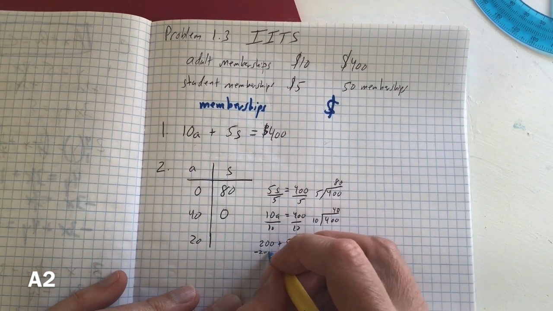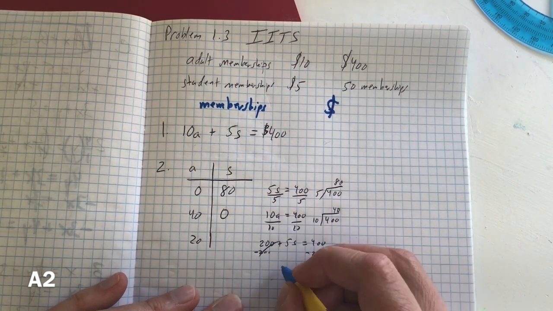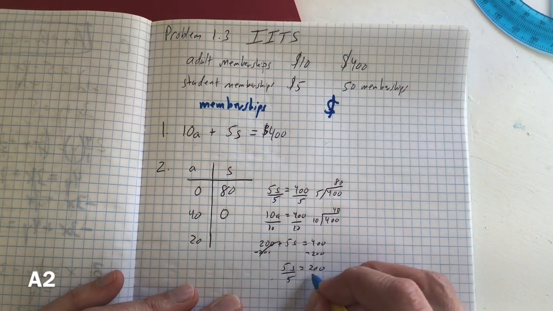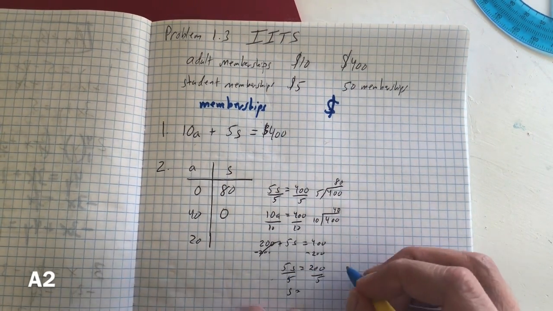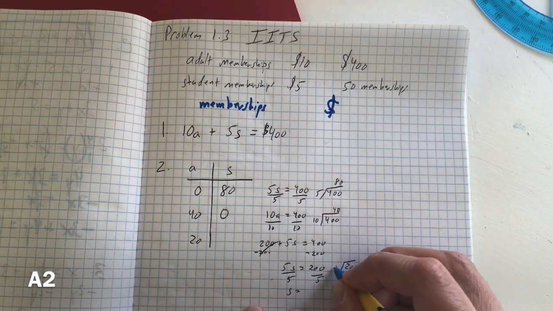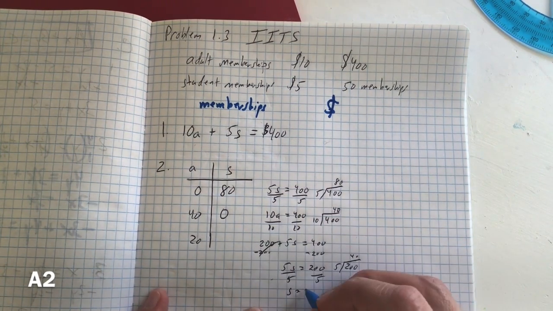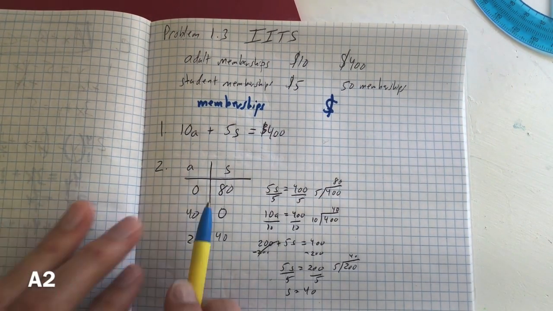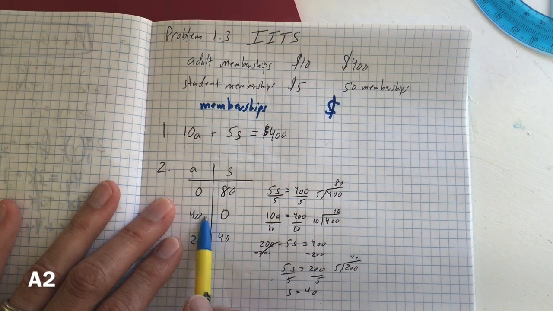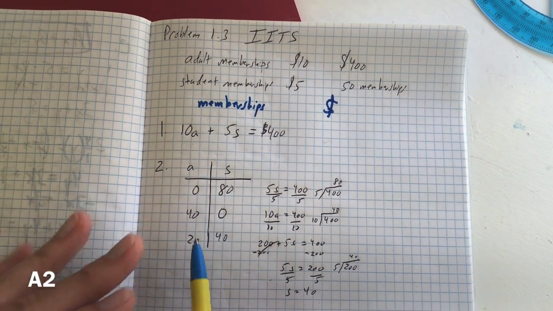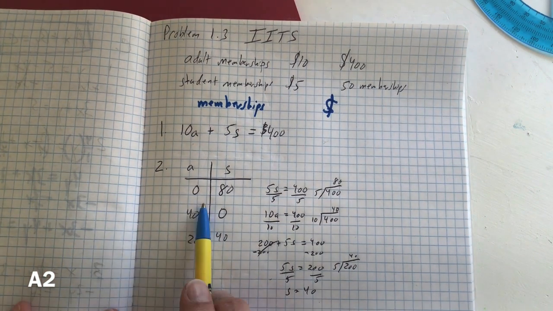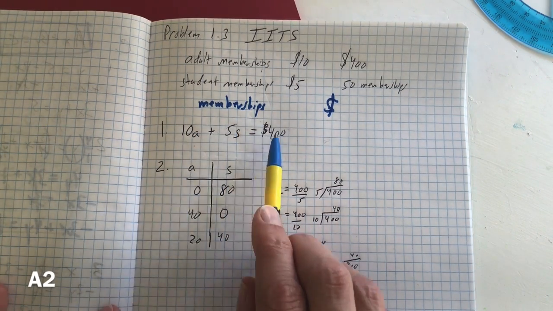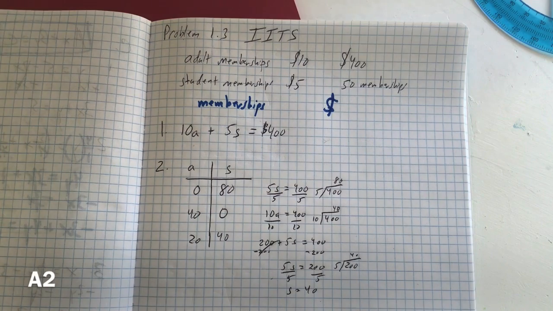You need to subtract 200 on both sides. That's going to be gone. So 5S is equal to 200, divided by 5. S would end up equaling 200 divided by 5, which is 40. So in this case, there's another solution. So you see the value of each of these memberships, adult memberships and student memberships, that would end up giving $400. These are possible solutions there.